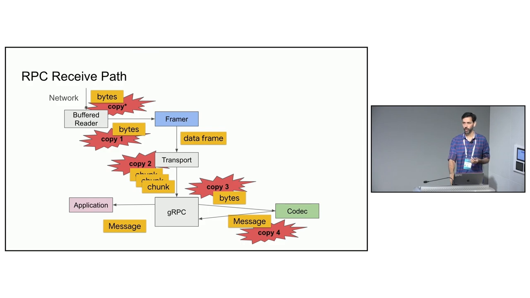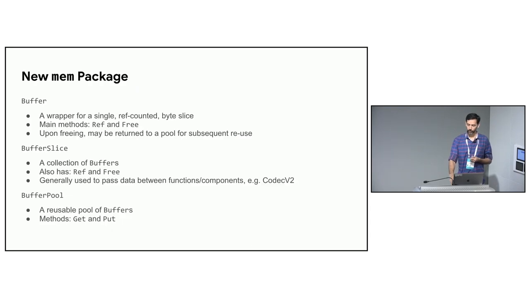We actually have Paul here from LinkedIn who did a bunch of work in this area, and a big thanks to him. This is a package that Paul added. We've called it the mem package, and it provides 3 major functionalities. The first one is the buffer. It's basically a wrapped ref-counted byte slice. It provides ways to get a reference, free a reference, and pass around the buffer without copies. And also it can be returned to a pool instead of just being garbage collected.